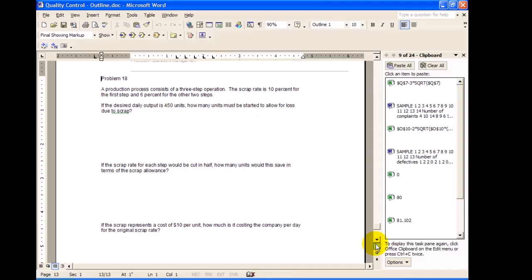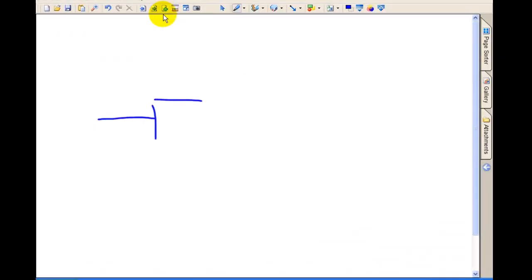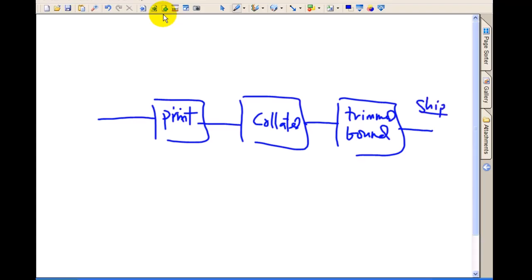And in the printing process, you have a series of phases. Let's simplify it. First, the pages are printed, and then once the pages are printed, they're collated. And then once they're collated, they're trimmed, and then they're bound and then shipped to the client or customer. A customer orders, say, 1,000 units.